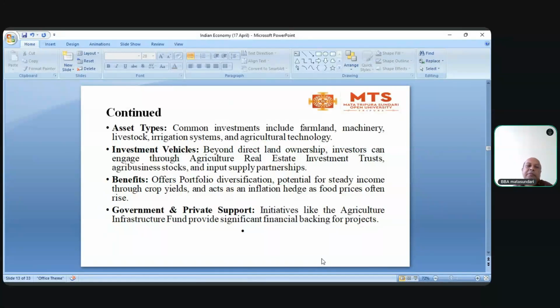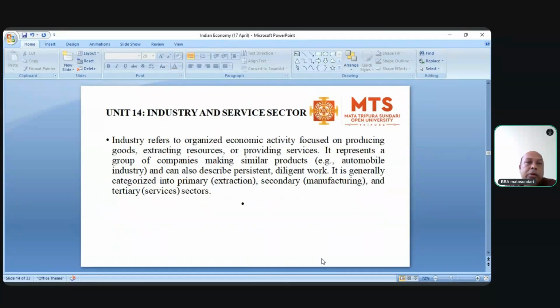And many times farmers also collect loans or credit from government banks or private banks, or they also use various government policies and schemes for collection of funds for development of the agricultural sector. In this way, in India also, farmers invest or spend money for development of the agriculture sector.